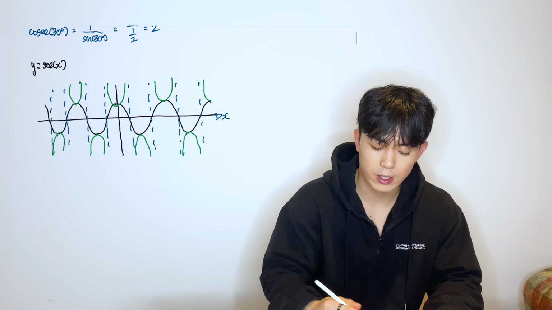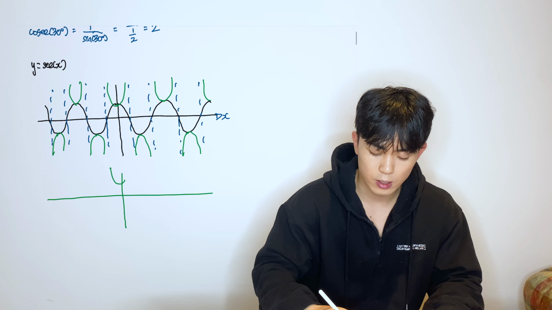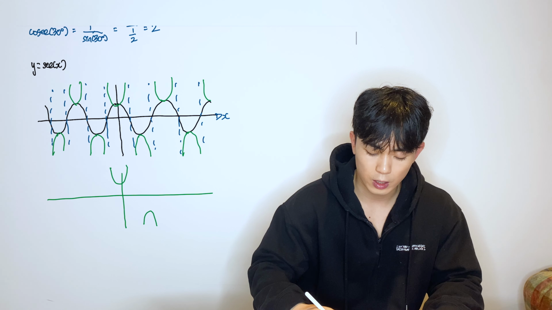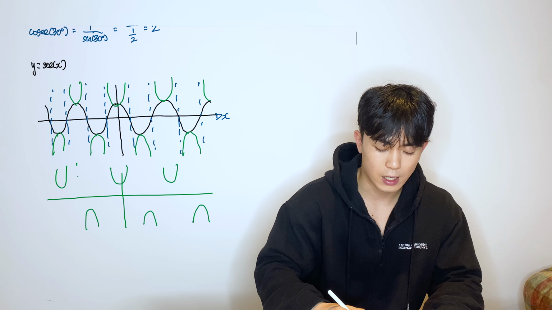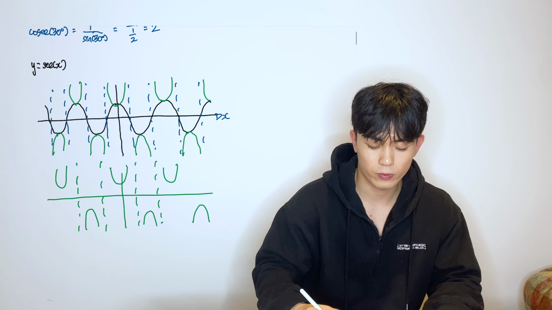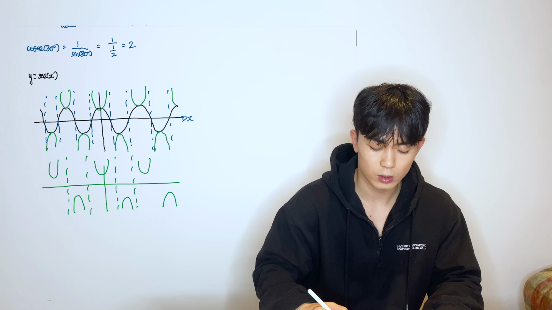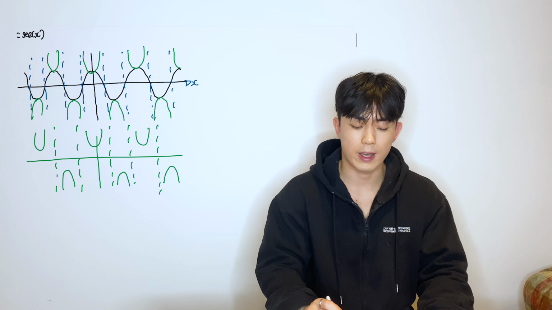If I were to sketch it on its own, it would look something like this, here, here, here, with asymptotes at certain positions like so. Okay, so this is the graph for y is sec x.